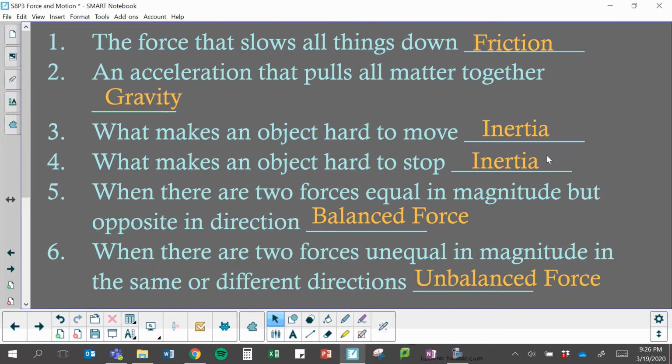Again, inertia. Number 5, when there are 2 forces equal in magnitude but in opposite direction, this is a balanced force. And number 6, when there are 2 forces that are unequal in magnitude in the same or in different directions, it is unbalanced. So unequal is unbalanced, equal is balanced.